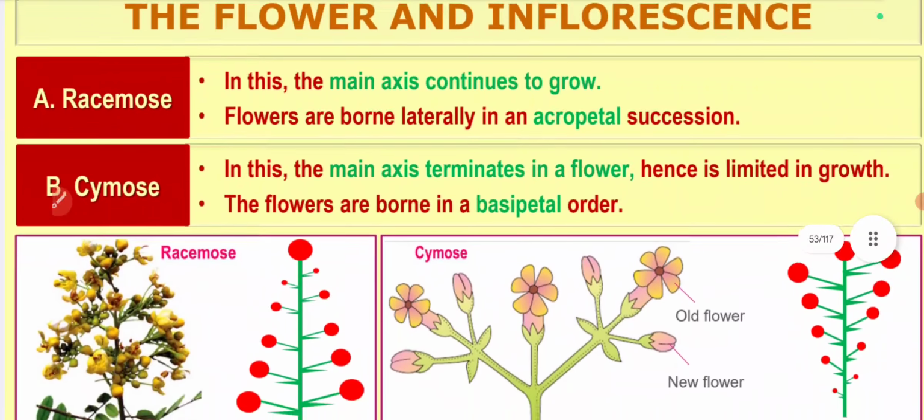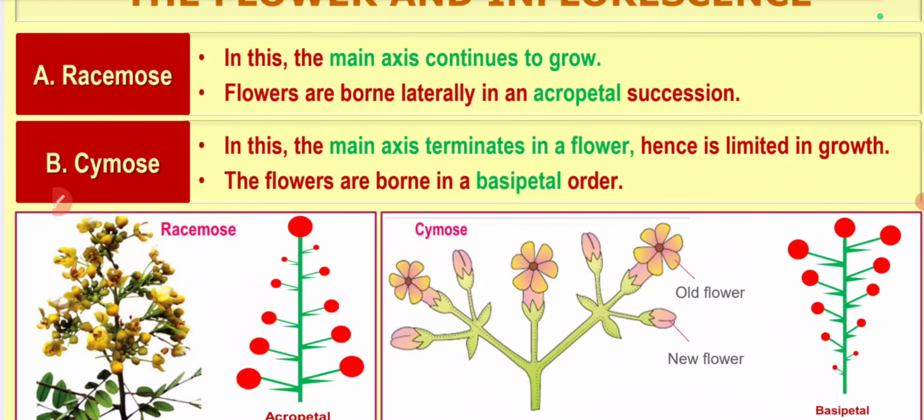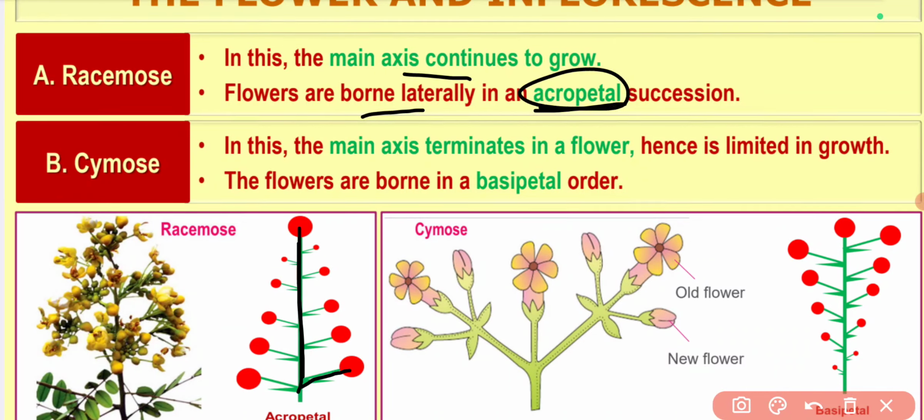First of all, racemose. Racemose means the main axis continues to grow. Flowers are borne laterally in an acropetal succession. Acropetal succession means older flowers are at the bottom and younger flowers are at the top, as you can see in the diagram. This type of arrangement is called racemose, with acropetal succession.